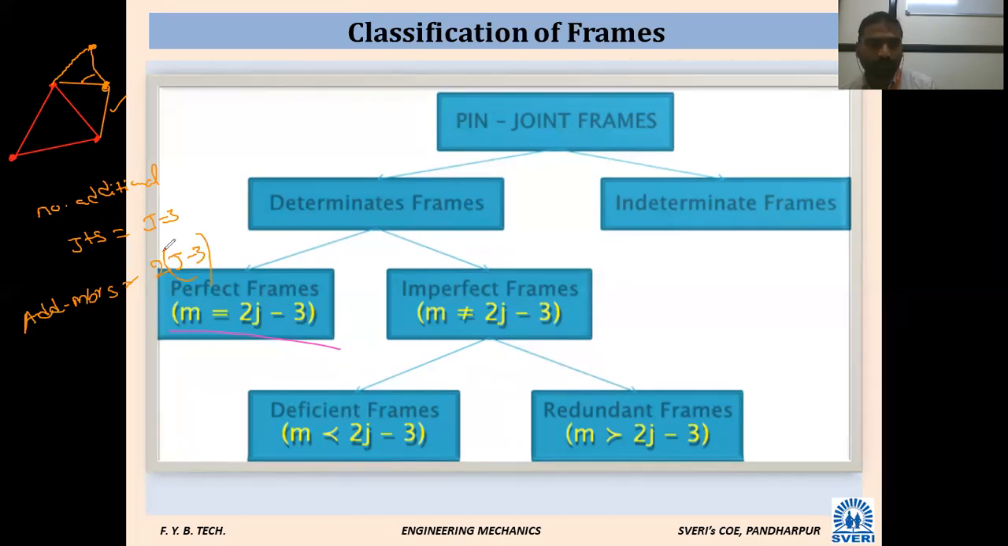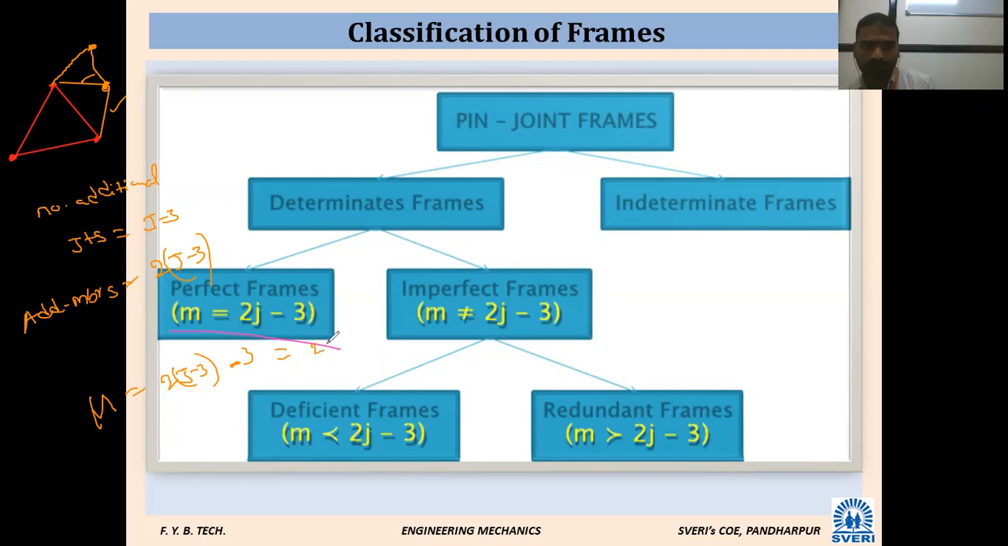So for a perfect frame, total members is equal to additional members plus initial members. Additional members are 2 times (j minus 3), so you have to open this bracket. Initial members, how many were there? Initially it was 3. So solve this one.